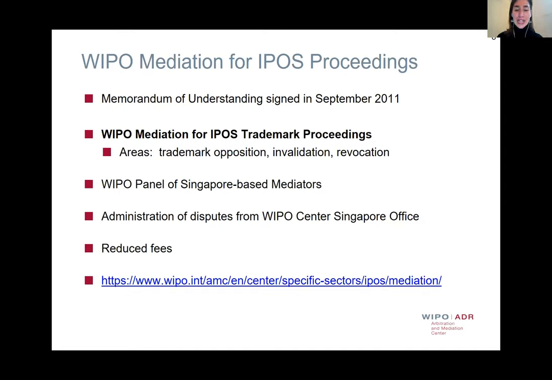And one thing I wanted to mention is that we also have, because of the current situation, a particularly profitable schedule of fees, which is lower. So basically, until the end of April, the WIPO Center is waiving our admin fee, and there is a cap for the mediator's fees of 5,000 Singapore dollars. So that means that the maximum cost of a mediation for these proceedings is 5,000, which is usually split 50-50. So I think that's also something that could be worth considering.